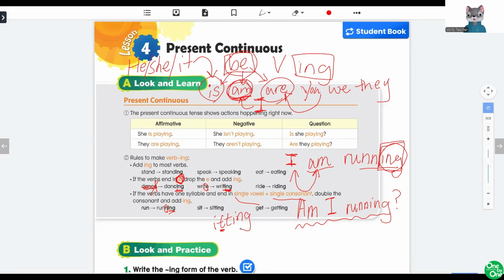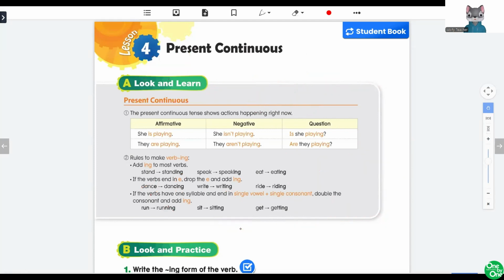Very easy. Let's go over the questions together, shall we? Okay. So let's go over the questions together.